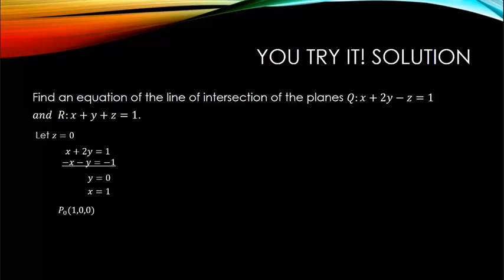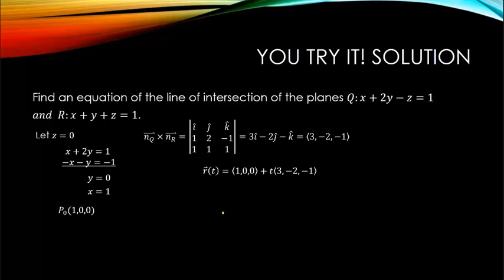Now I need to find the cross product of the normal vectors. N sub q crossed with n sub r is given by the determinant of a 3 by 3 matrix, with the first row populated by i hat, j hat, k hat, the second row populated by 1, 2, negative 1, and the third row populated by 1, 1, 1. This gives me a vector with the components 3, negative 2, negative 1. Using my r of t formula for finding the equation of this line, I get r of t is given by the vector 1, 0, 0 plus t times the vector 3, negative 2, negative 1.